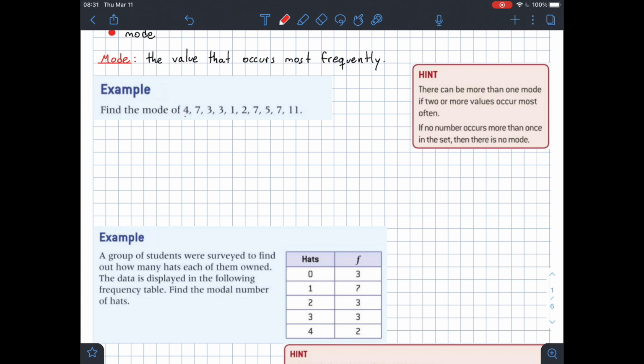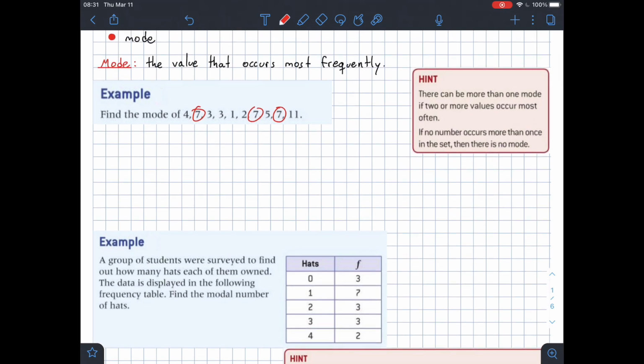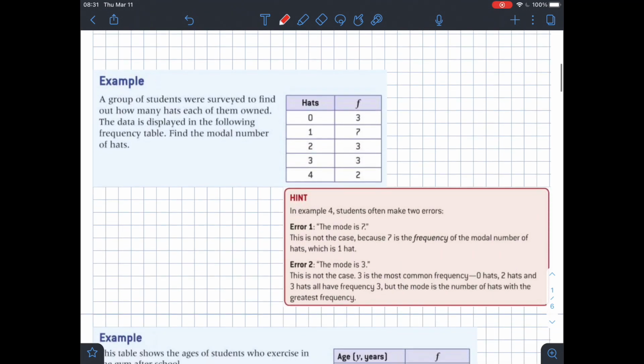Here we can see that 4 appears 1 time, 7 appears 3 times, the 3 appears 2 times, 1 appears once, the 2 once as well, 5 only once, and 11 only once. So the mode is definitely 7, which is the one that repeats the most. So we're going to say that the mode is directly 7. And that's it, very simple. Let's move on then to the following example.